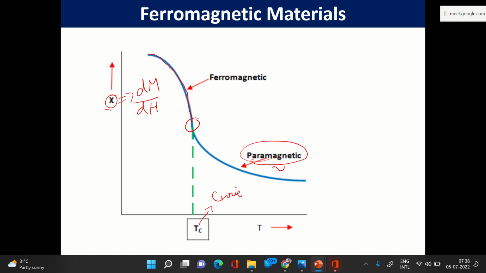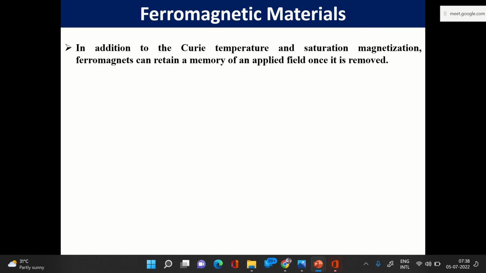So this thing we are able to find when we discuss the susceptibility with respect to temperature. So this is susceptibility with temperature. So this is the behavior.